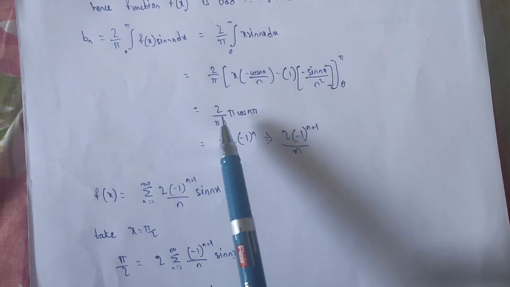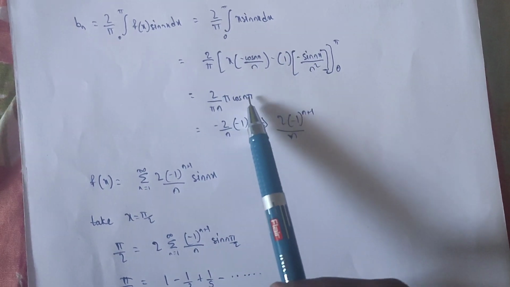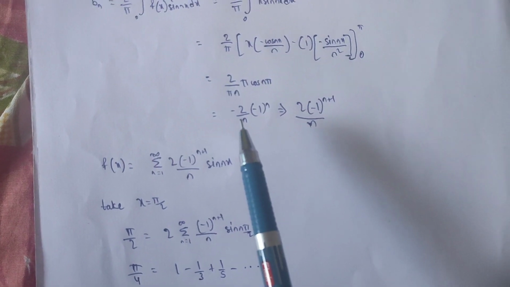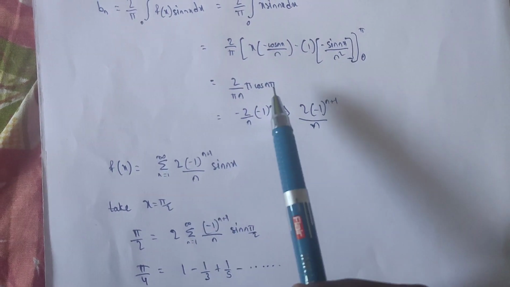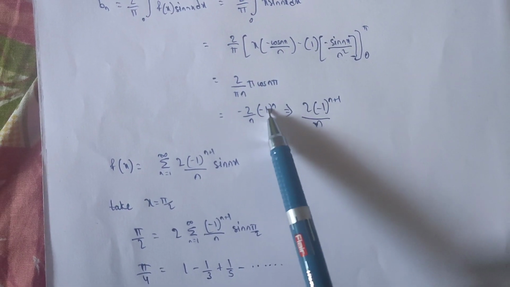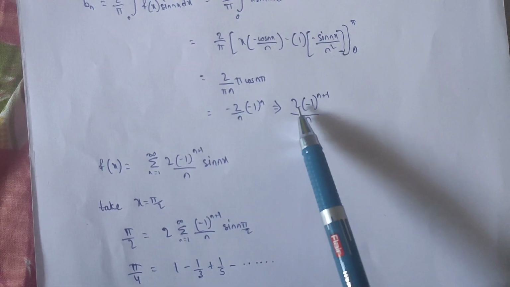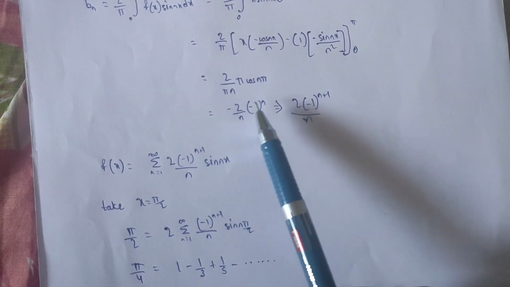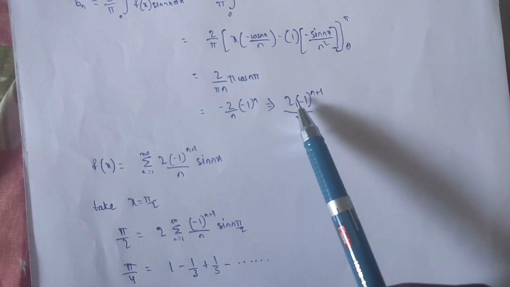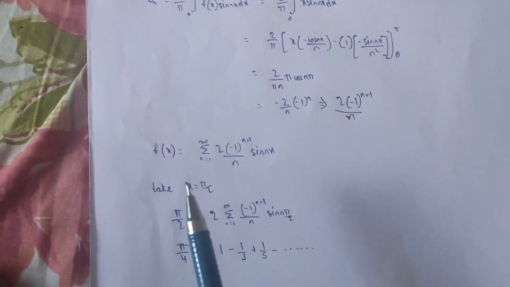So only the cos term remains. We get this as 2 by pi, n pi cos n pi, where x is taken as pi. Then we take the value, pi gets cancelled, and cos n pi is given by minus 1 raised to n. So we take minus common here and multiply it with this one, so it becomes 2 into minus 1 raised to n plus 1 by n.